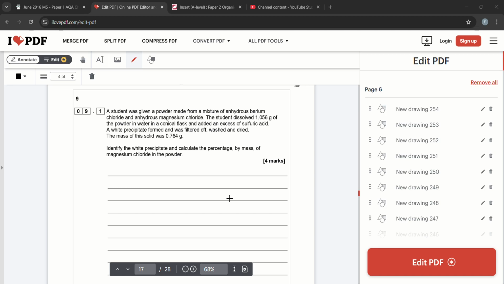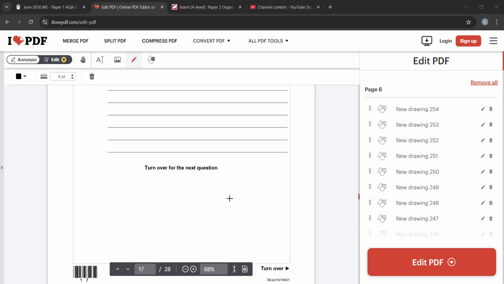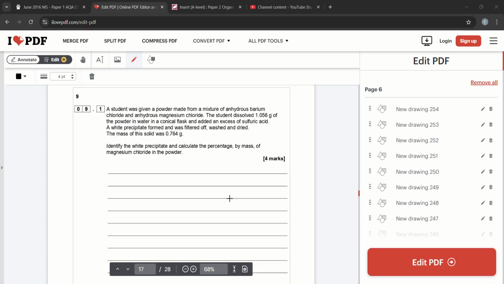Question 9. It only has one part, 9.1. And then section B, the multiple choice questions, which I will not include in the playlist. If I do go through the multiple choice questions, I'll probably create a separate playlist and go through each individual one. The ones that are difficult to most students, I'll create in a separate playlist. But anyway, question 9.